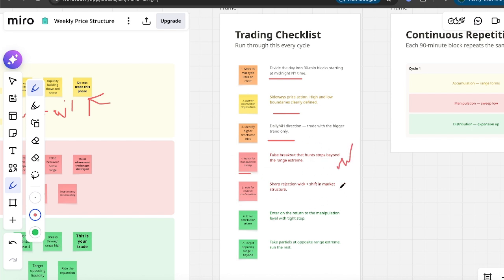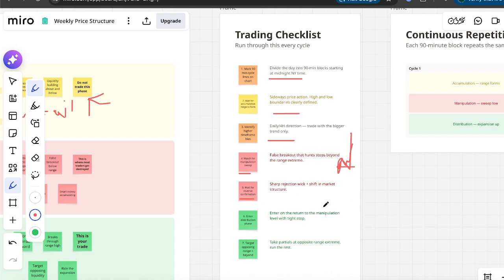Sharp rejection wick, shift in market structure. So obviously look at your candle structures. If we are forming spin tops and dojis after a big wick down to the downside for this example, then we can look for this reversal confirmation. We then enter on reversing inside of here, and then we look for longs.